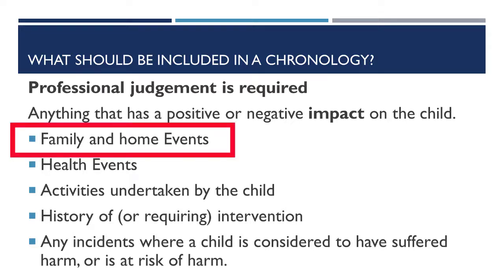Family and home events that can have an impact include births, deaths, and relationships within the family. Previous family history. Changes in family structure, or people living in the child's home. Any significant parental factors, such as domestic abuse, substance misuse, or mental ill health that may have an impact on the child. Changes in housing, such as moving house, or changes in placement for children in care.